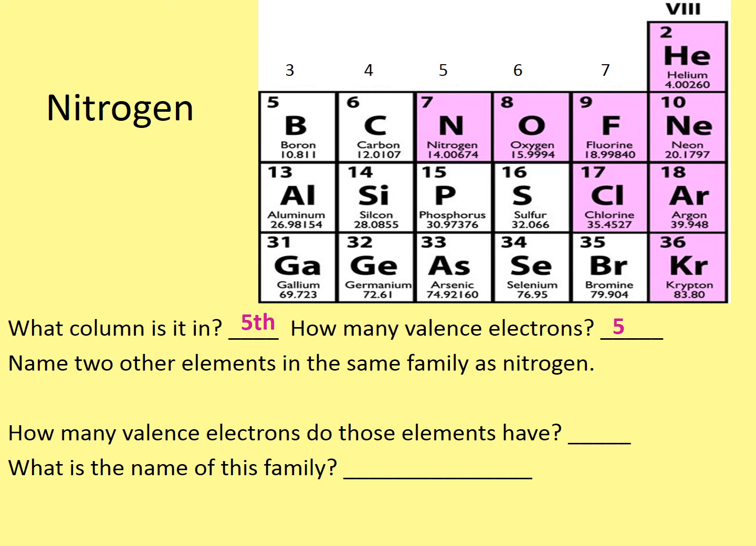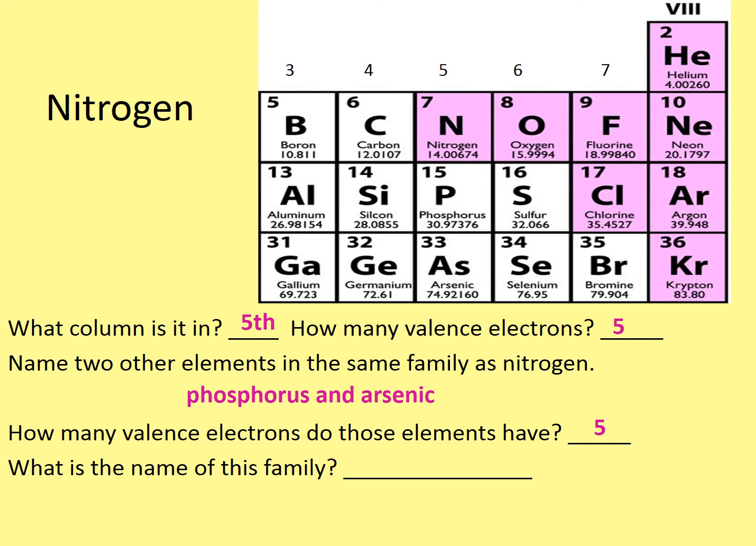So what are 2 other elements in the same family as nitrogen? Well, families are our vertical columns. So in this particular picture, you should have chosen phosphorus and arsenic. So families, remember, are your vertical columns. So how many valence electrons do phosphorus and arsenic have? Well, they have 5 as well, right? Because they're in the 5th column as well.